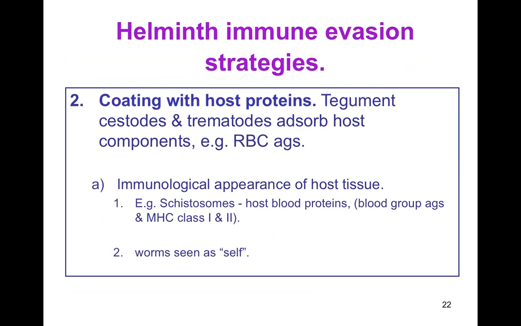The mechanisms employed by the helminths include coating with host proteins. If that happens, the immune system will not recognize the pathogen as foreign, but as a host component, and this ensures evasion of the immune response. So the immunological appearance of the host tissue will camouflage the helminth itself. In this case, the immune system will not be able to respond to it. So worms will be seen here just as cells, and they will be circulating in the body system as normal.